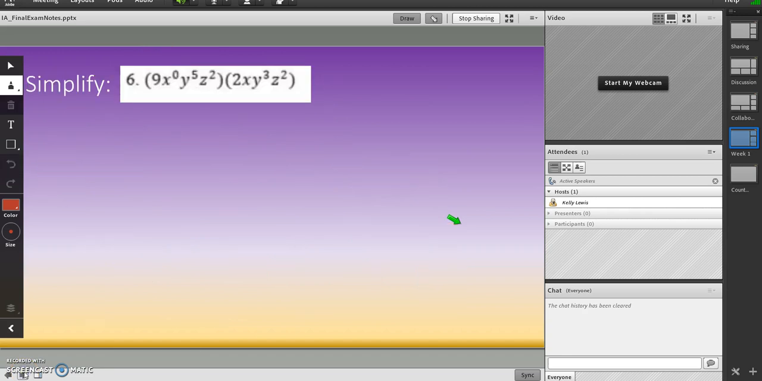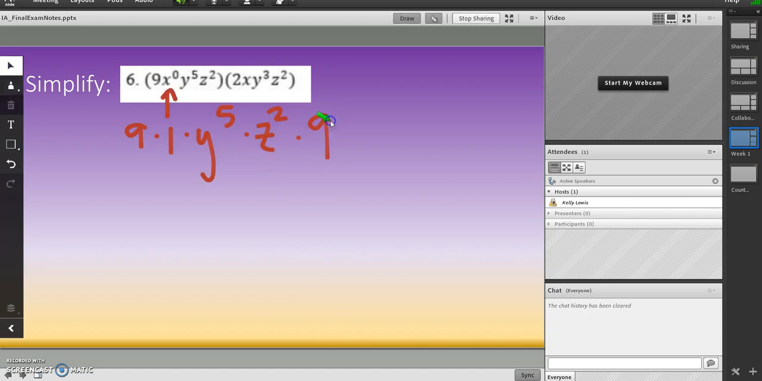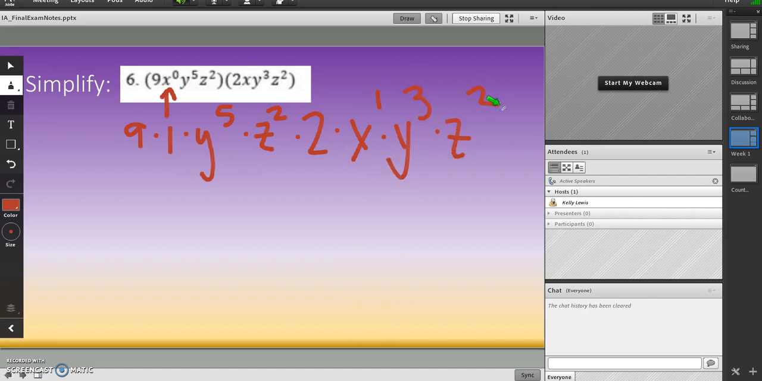Okay, here, anything to the 0 power is just 1. So this is 9 times 1 times y to the 5th times z squared times 2. I don't know why I wrote 9. Times 2 times x. There's an invisible 1 right there. Times y cubed times z squared. So first let's do 9 times 2. That's 18.